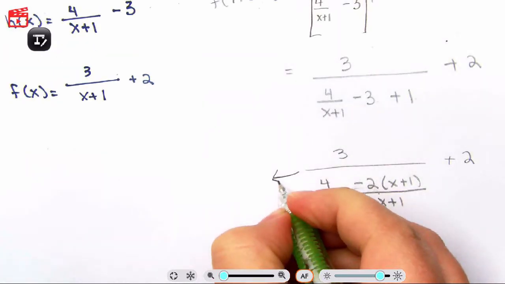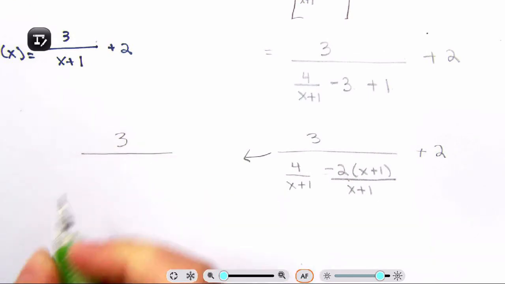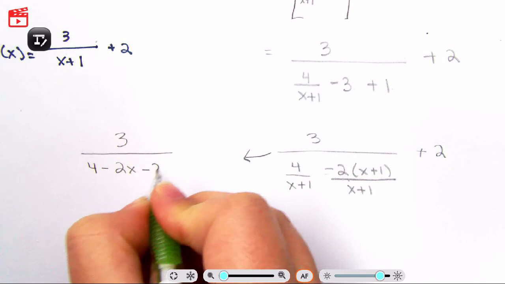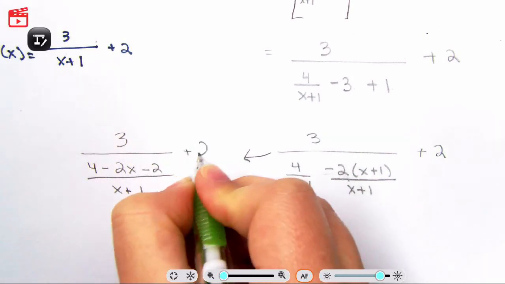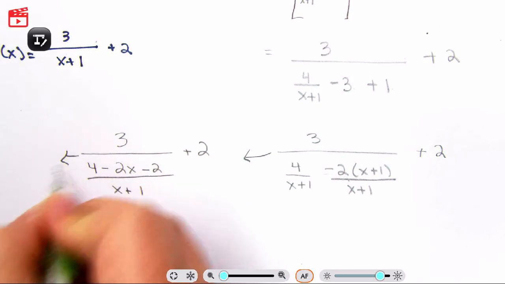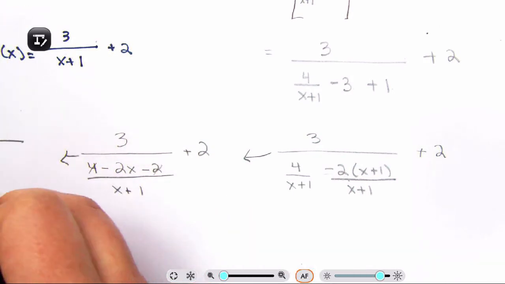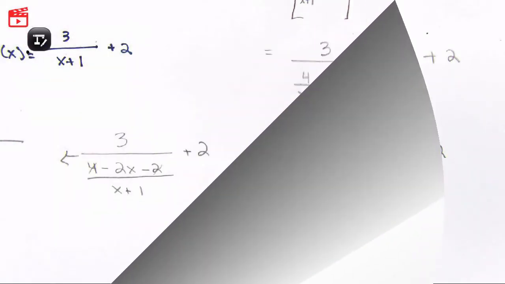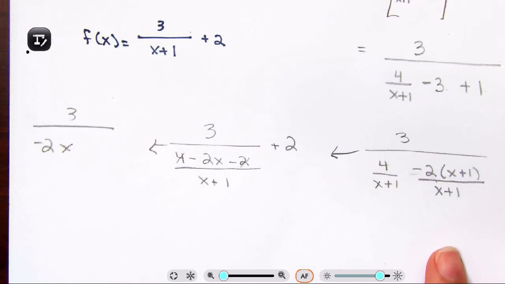I'm going to put an arrow because I'm starting to run out of room, but that's okay. So I have 3 divided by, I have 4 minus 2x minus 2 all over x plus 1, and I'm still adding 2 on this side. I'm going to subtract 2, so I have 3 divided by negative 2x. All right, sorry guys, I don't know if you noticed that, but I did have to pause the video just for a quick second. Someone walked into my room.